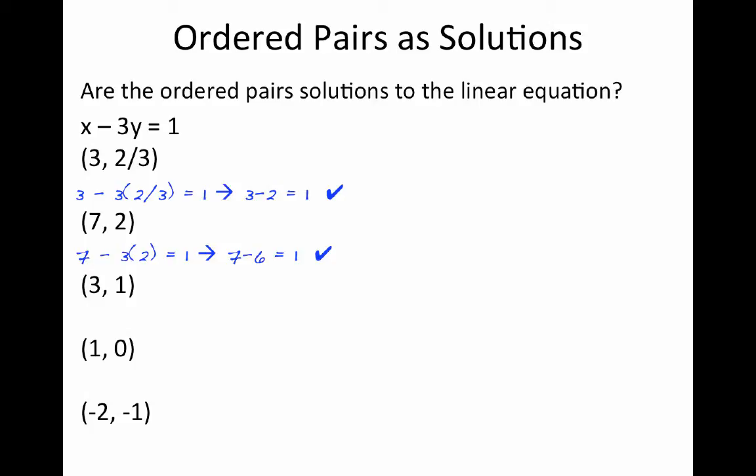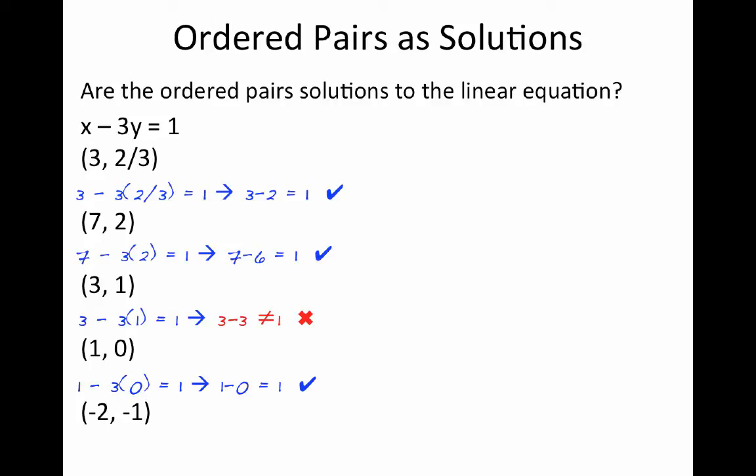Next ordered pair, (3, 1). Plug that in, you get 3 minus 3, well that's not equal to 1. So the ordered pair (3, 1) is not a solution to the linear equation. Next point, x is equal to 1, y is equal to 0. Plug that in, you get 1 minus 0. That's equal to 1, a true statement. The ordered pair (1, 0) is a solution to the linear equation.